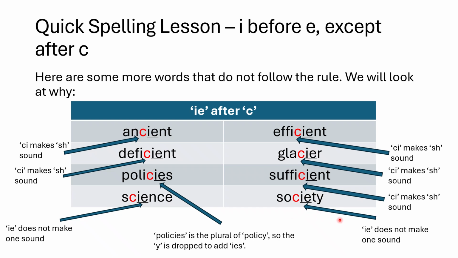Society. In this word, the I and the E do not make one sound. You can hear the I and then the E. S, O, S, I, E, T.